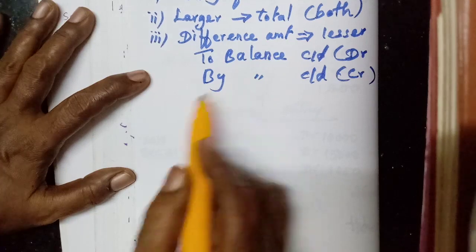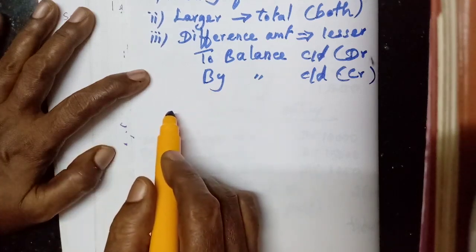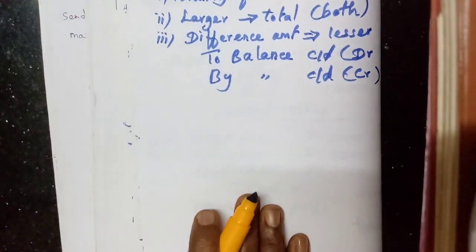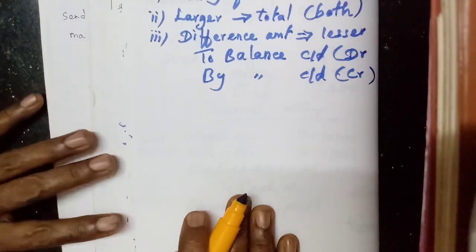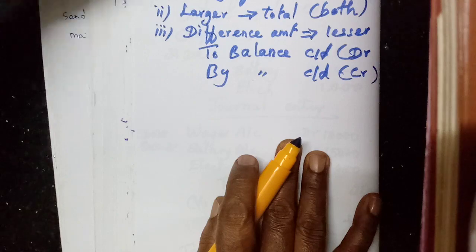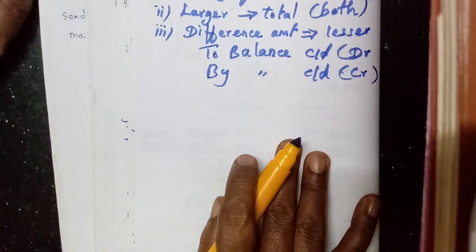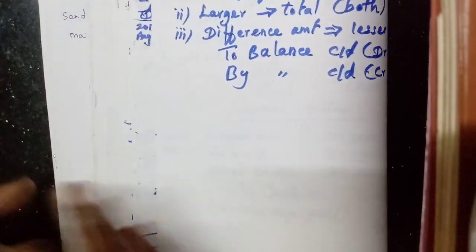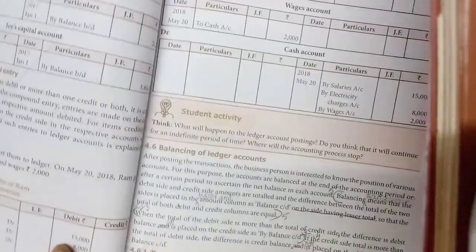This one is by, so we should write to balance brought down. Okay, when we do the problem, it will be very clear for you. Very simple only. When you do problems, you will understand. Okay, so I think I will show you that illustration, how it is done.